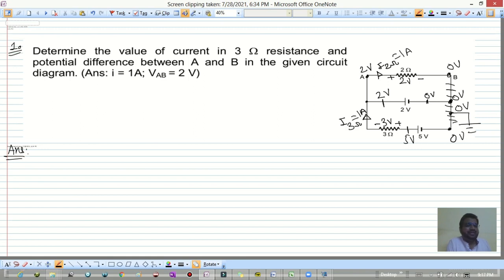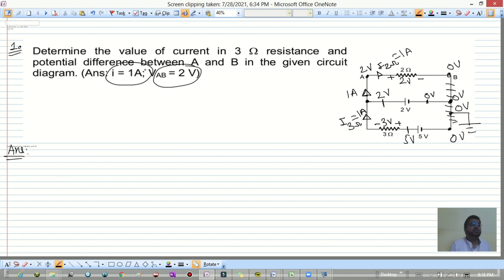So that indicates the current in the 2 volt branch is 0 ampere, and this whole current will pass through this branch. Okay, now what is the answer for this question? The potential difference between A and B is 2 volt, and the current flowing through the 3 ohm resistance is 1 ampere. So it is very simple if you go with the basics. Current is 1 ampere and the voltage is 2 volt.